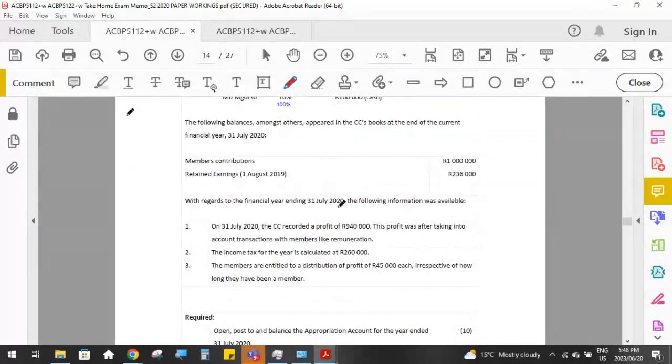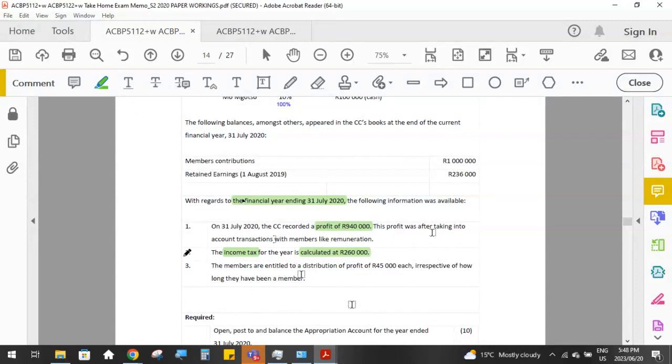Now, with regards to this financial year, so financial year ending 31 July 2020, the following information was available. We've got a profit for the year of 940, and it was after taking into account transactions with members like remuneration. So in other words, their salaries, etc. Members had been paid salaries and bonuses and everything, and the profit of 940 is what's left over after all of that. Income tax for the year that the CC must pay is 260,000 Rand.